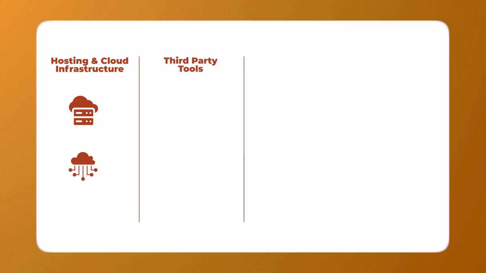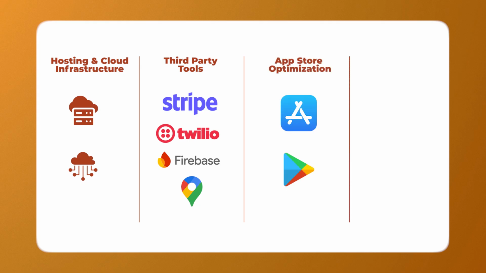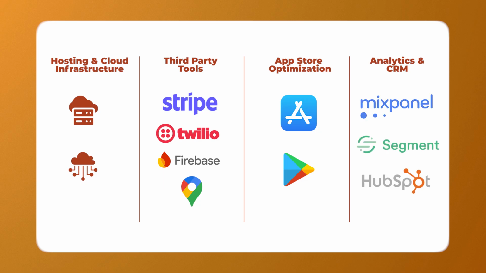Third-party tools like Stripe, Twilio, Firebase, Google Maps, each one of which has its own tiered pricing. App Store optimization, otherwise known as ASO, to compete in a crowded app marketplace. And of course, analytics and CRM, tools like Mixpanel, Segment, or HubSpot.